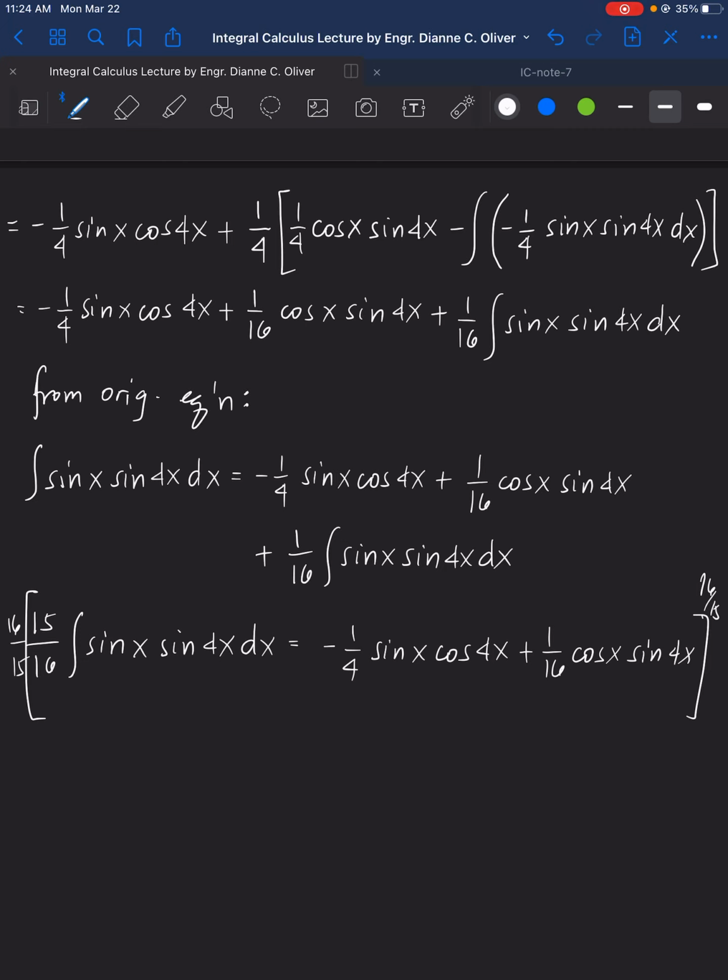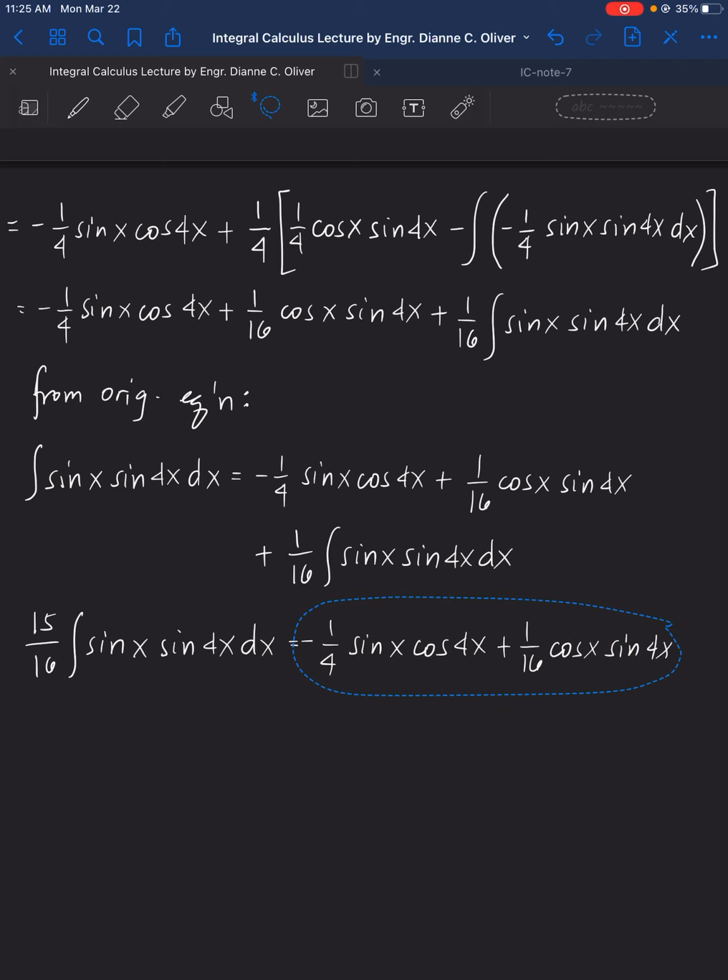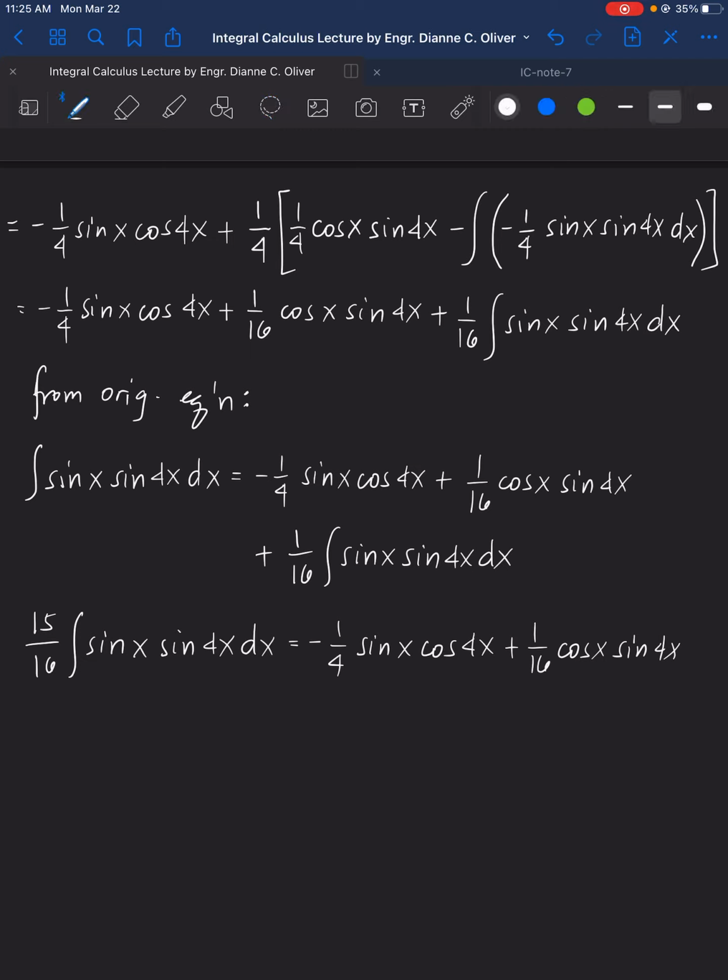So, what happens? Okay. So, to use space here, let's arrange this properly like that. Okay. So we will multiply this with 16/15, also 16/15, left and right portion. So cancel this one out. What's left is integral of sine x sine 4x dx.